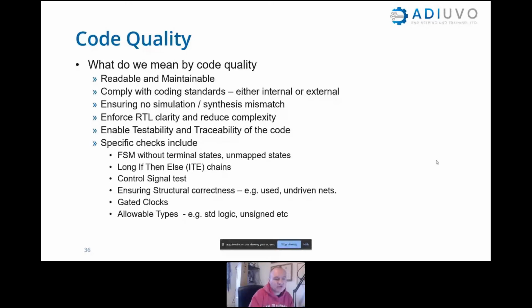And once we've got that testability and traceability, we want to look at some specific structures in our code. We want to make sure that our state machines are well designed and that they don't have terminal states or unmapped states. If we have long if-then-else chains, we optimize those out because they can impact our timing. We might want to ensure structural correctness, that we don't have unused states or undriven nets. And we want to take a look at clock gating, whether we allow it or not, and whether we use certain types, such as standard logic or unsigned types. So it's really important to have this code quality.